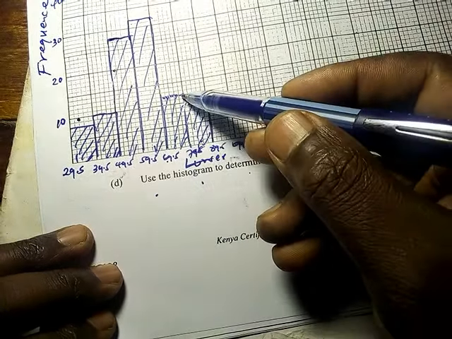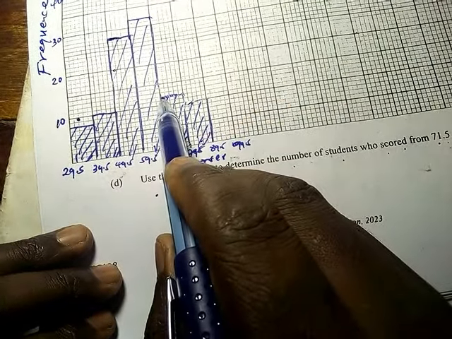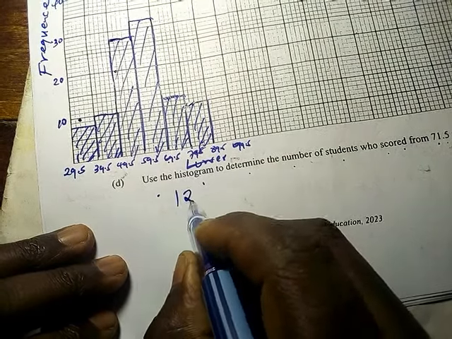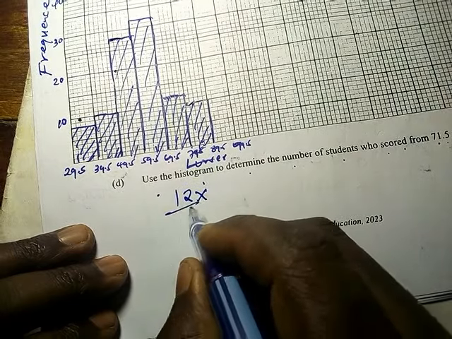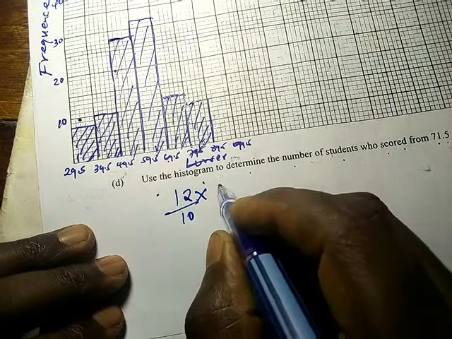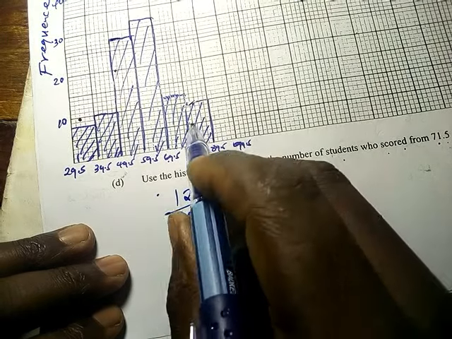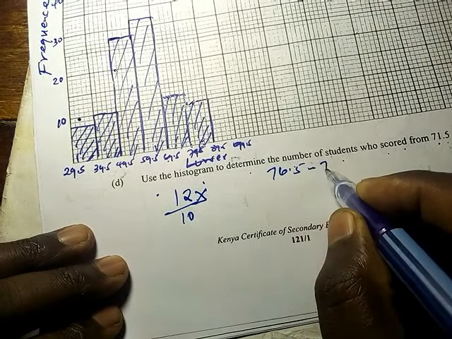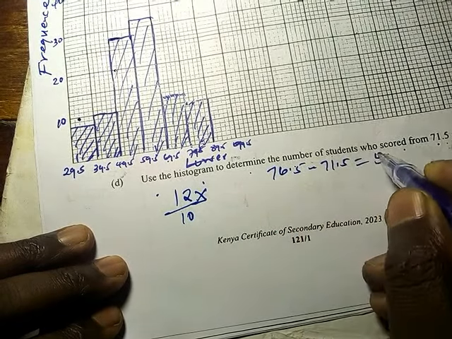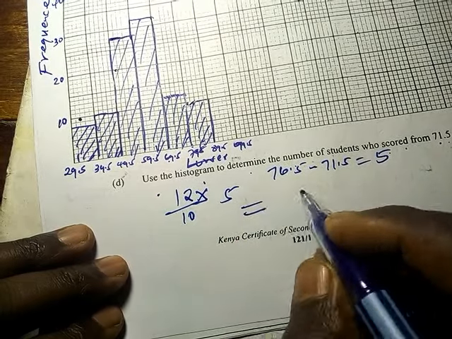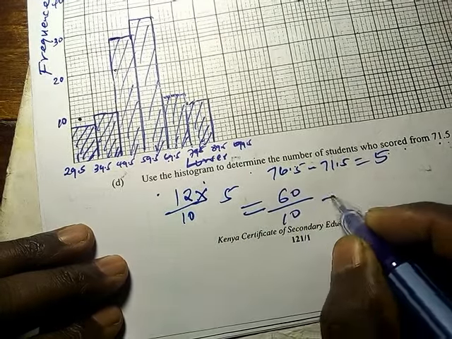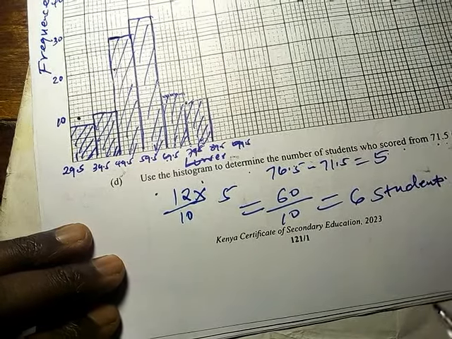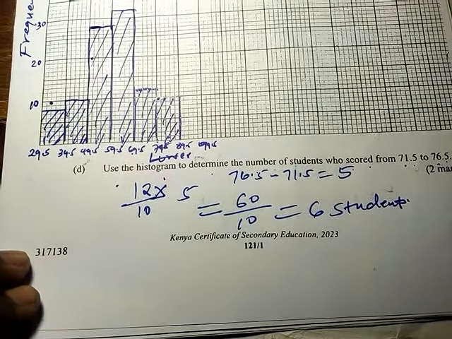So what is the height of that? The height of this is 12. So it's going to be 12 over 10 because of the class interval, times the width, that is 76.5 minus 71.5, which is equal to 5. So 12 times 5 over 10, this one is going to be 60 over 10. And it gives you 6 students.